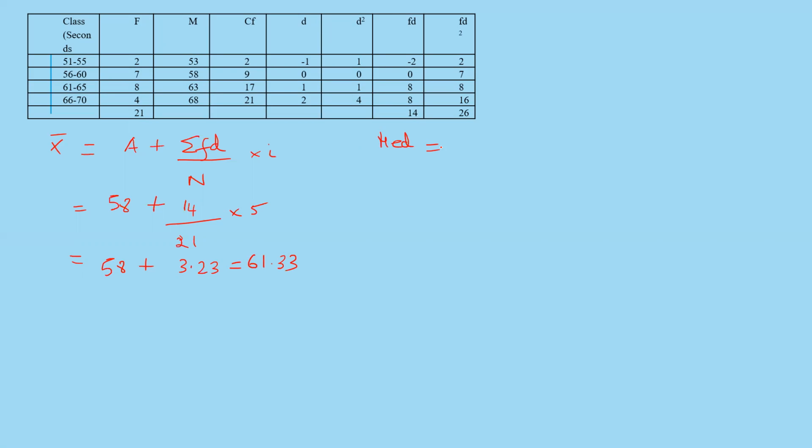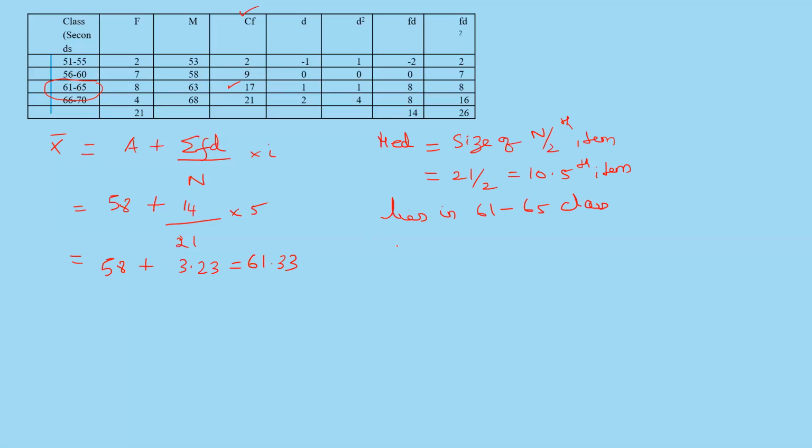Okay, now we will calculate median. So for median, we need cumulative frequency, which we have calculated already. And in the case of continuous series, the formula for median is size of n by 2th item. So we know n is 21. So 21 by 2, which is 10.5th item. And we can see from the cumulative frequency, our 10.5th item lies in 61 to 65 class, right? It lies in 61 to 65 class.